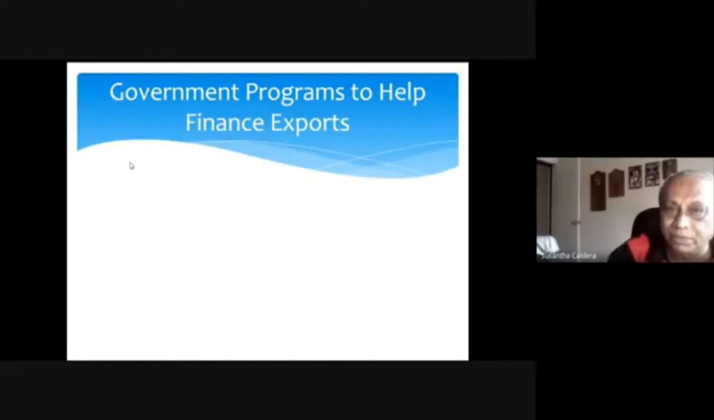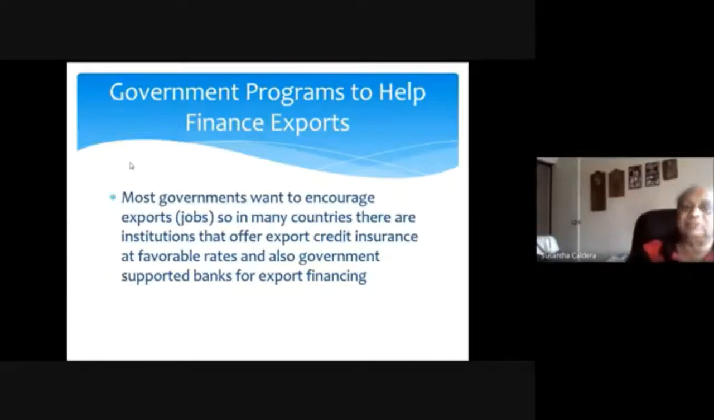Government programs to help finance exports. Most governments want to encourage exports for jobs. So in many countries, there are institutions that offer export credit insurance at favorable rates, and also government-supported banks for export financing. Right? Exim Bank, China's Exim Bank, a bank like that. Right? Trade Bank of China, you know, government again supports.